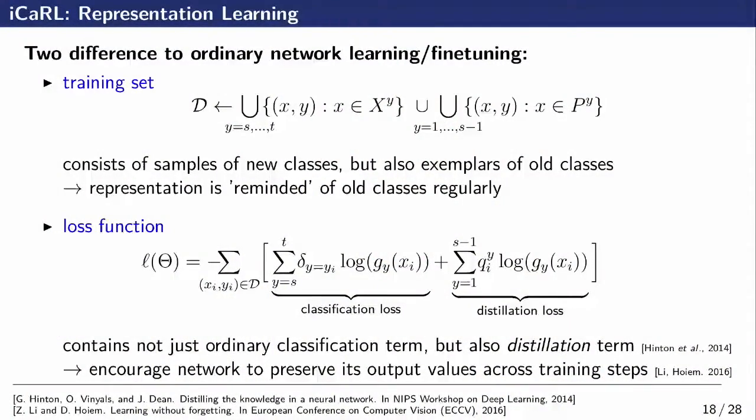We don't have labels for the old classes anymore. We cannot train a classifier on them, but we can still say that whatever these previous outputs were, they should not change too much. So this also acts as a regularization in order to prevent forgetting.